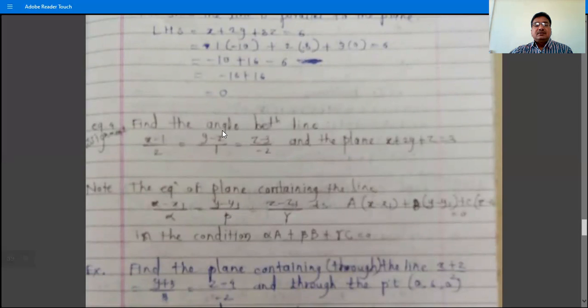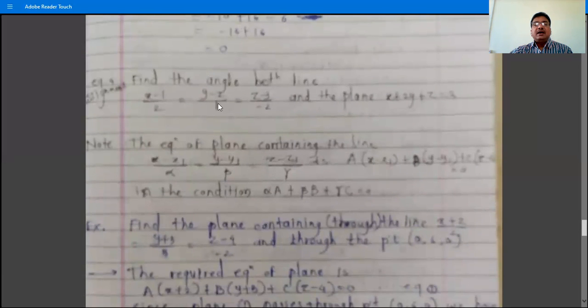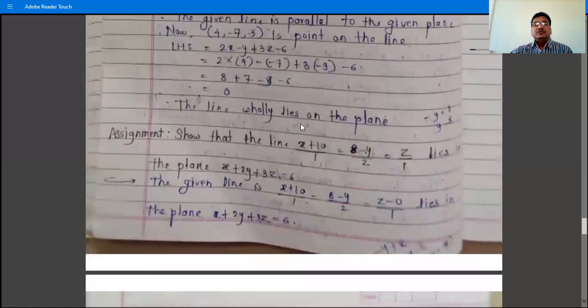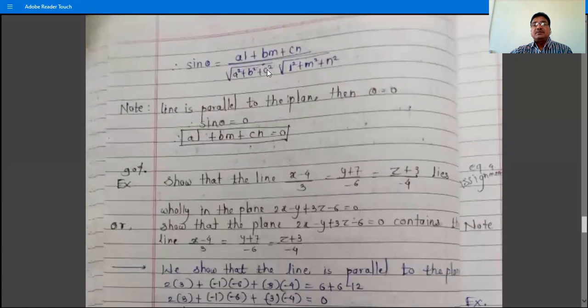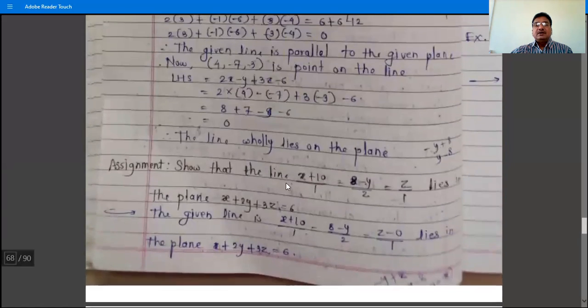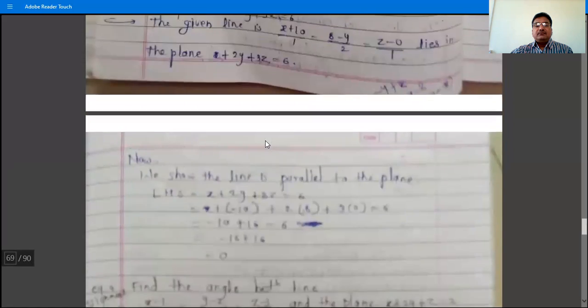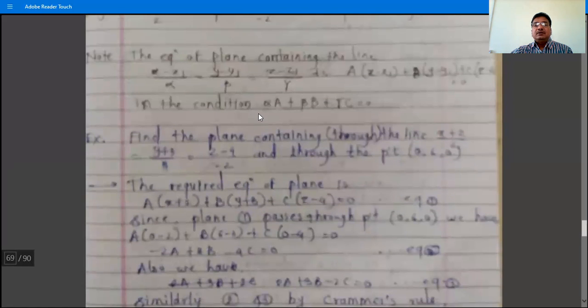The next question is: find the angle between the line and the plane. What is the formula? Here 2, 1, and minus 2 are L, M, N, and 1, 2, and 1 are the values of A, B, C. Then use this formula, sin theta is equal to AL plus BM plus CN divided by root of A square plus B square plus C square times root of L square plus M square plus N square. Just substitute the values and find theta. This is the problem for practice. So we'll see the remaining problems in the next lecture.